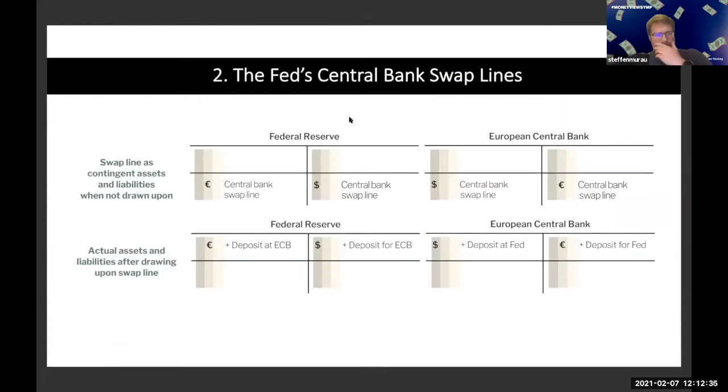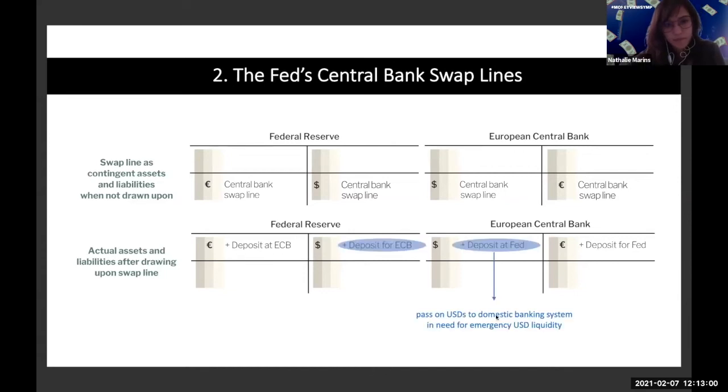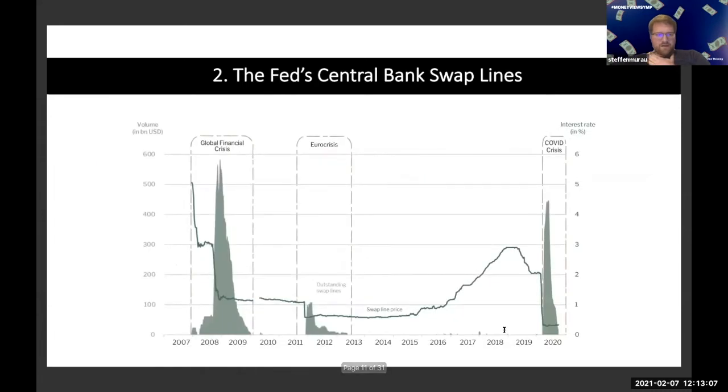So if we think about swap lines, we look at the Fed and the ECB. They exist as a contingent liability always, even when not used. It's the offer by the Fed to issue dollars as liability and accept euros as collateral, and the ECB does it the other way around. And if they actually do it, they hold deposits at each other's institutions. And this deposit then could, in theory, be passed on as emergency dollar liquidity to the domestic banking system in the Eurozone. If we look at history, we plot here from 2007 to 2020.